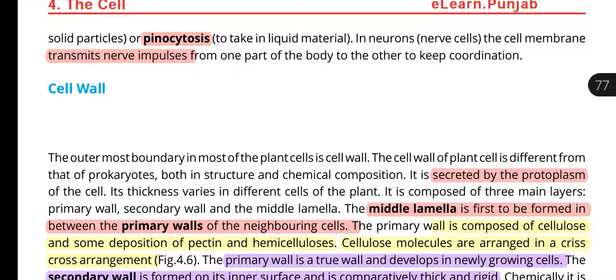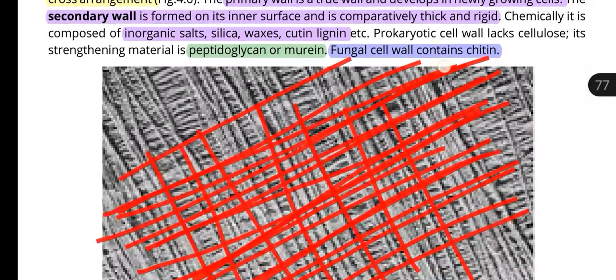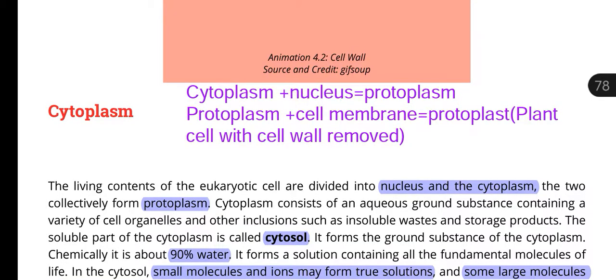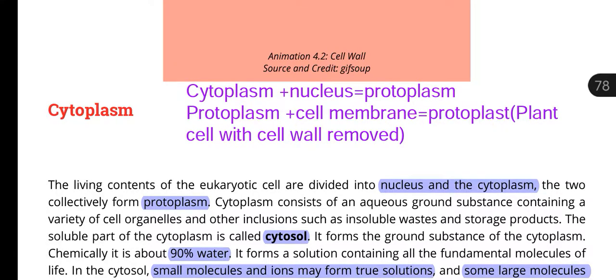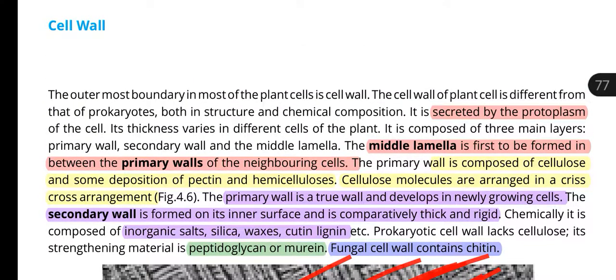What is protoplasm actually? The words protoplasm and protoplast are different. You know that cytoplasm plus nucleus is equal to the protoplasm, or the living matter of the cell is protoplasm, and protoplasm plus cell membrane is actually the protoplast, or we can say that a plant cell with the cell wall removed is called the protoplast.